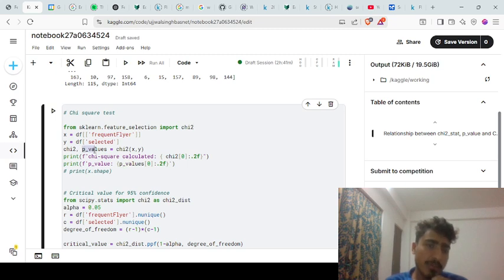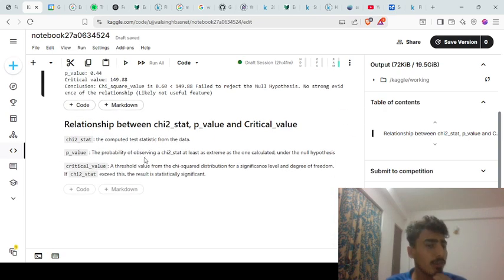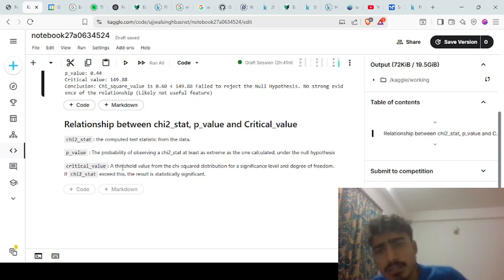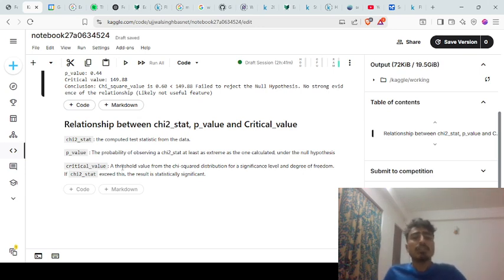And beside that, we have the p-value. What is the p-value? The p-value is generally the probability of observing a chi-square stat at least as extreme as the one calculated under the null hypothesis. Means the p-value is gonna be our probability value, and whether we accept or reject the null hypothesis is gonna be determined by this p-value here.